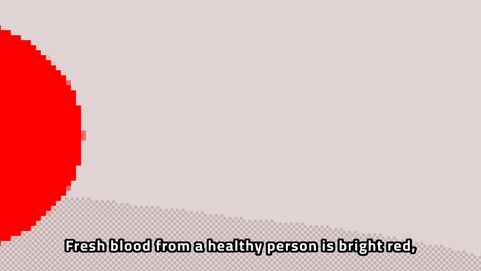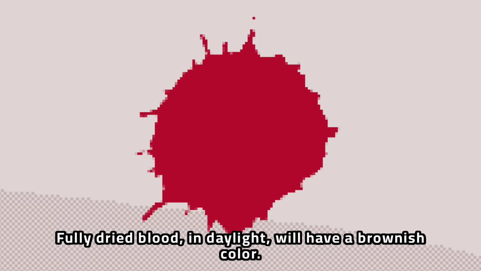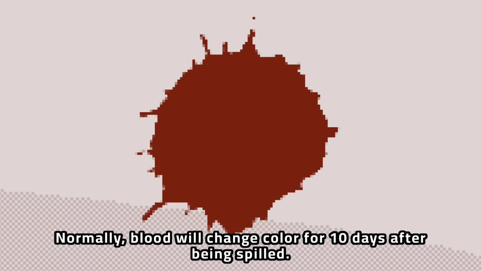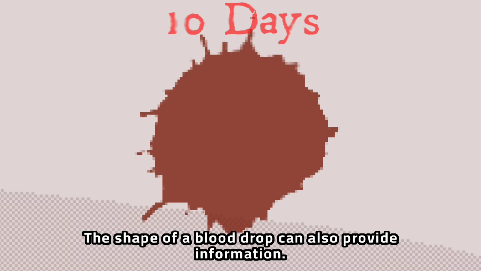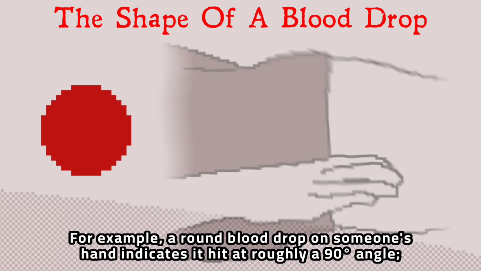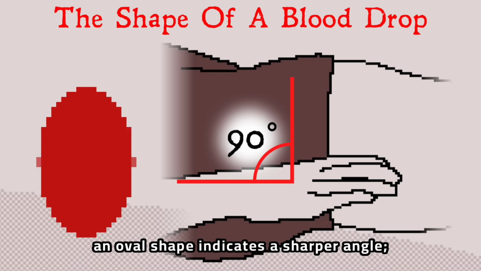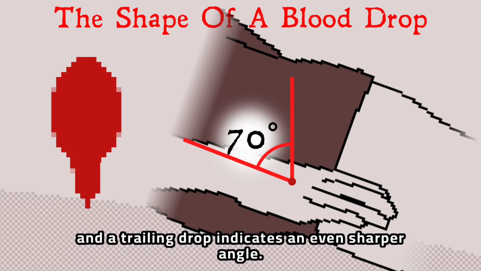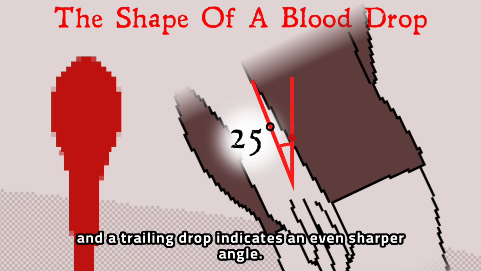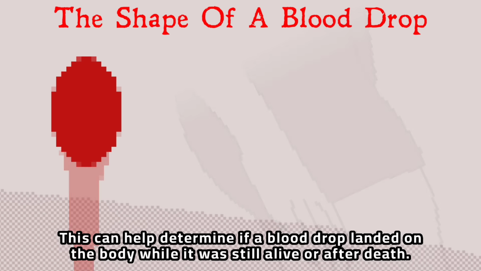Fresh blood from a healthy person is bright red, but as it dries, it becomes dark red, like a cherry. Fully dried blood in daylight will have a brownish color. Normally, blood will change color for 10 days after being spilled. The shape of a blood drop can also provide information. For example, a round blood drop on someone's hand indicates it hit at roughly a 90 degrees angle. An oval shape indicates a sharper angle, and a trailing drop indicates an even sharper angle. This can help determine if a blood drop landed on the body while it was still alive or after death.